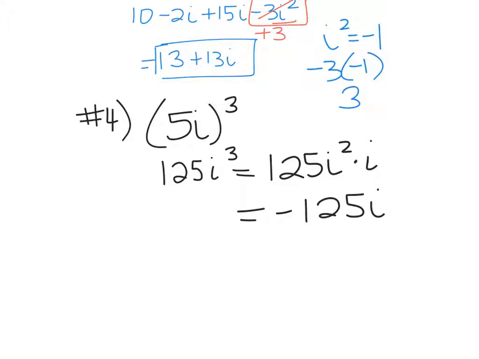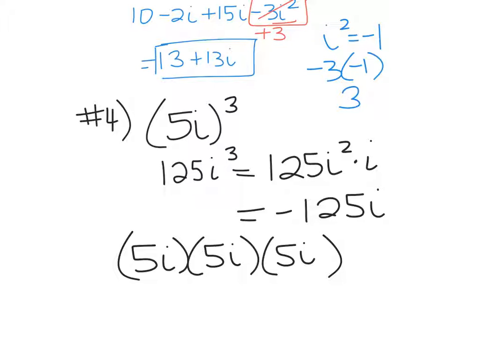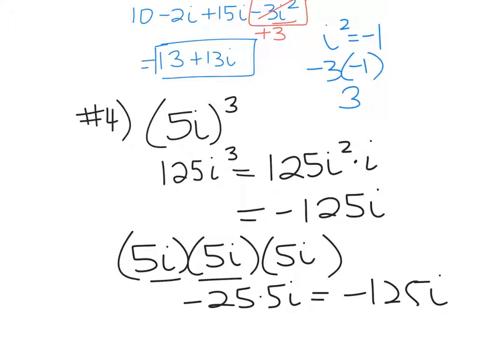That's one way to do it. Some people like to write the whole thing out as 5i times 5i times 5i, but I just think that takes a little longer. So then this would be negative 25 times 5i equals negative 125i. So either way you want to look at it, it's fine.